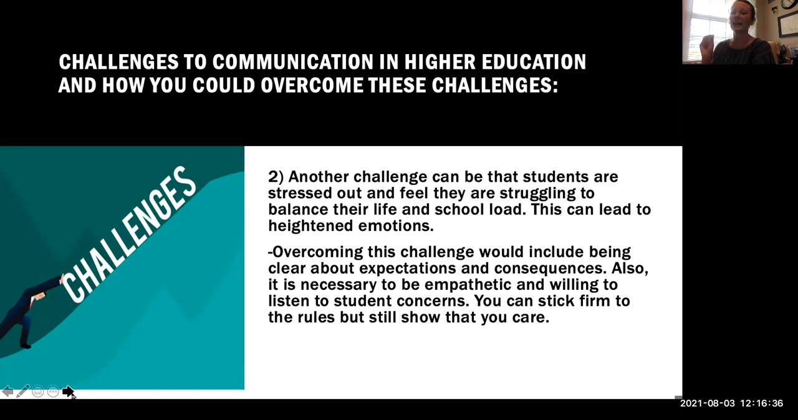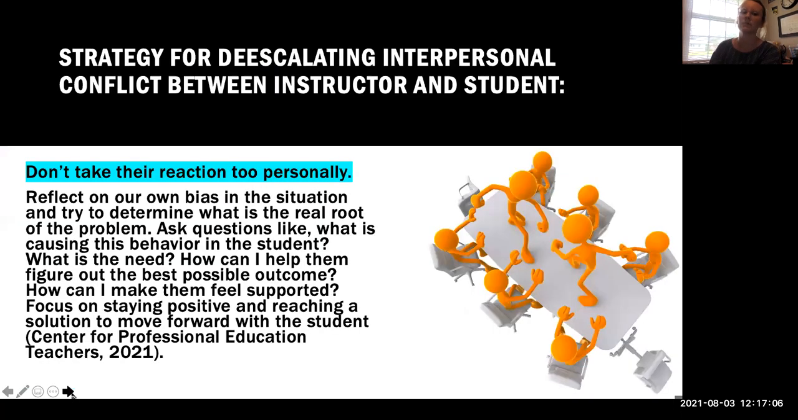Another challenge is that students at this level can be stressed out because they're balancing their life and their school load and all their responsibilities. This can also lead to heightened emotions during this time. So, to overcome this, we really need to be clear about our expectations and the consequences that follow, as well as be empathetic and listen to the student concerns. How can we be supportive and help them while still sticking to our rules and policies?